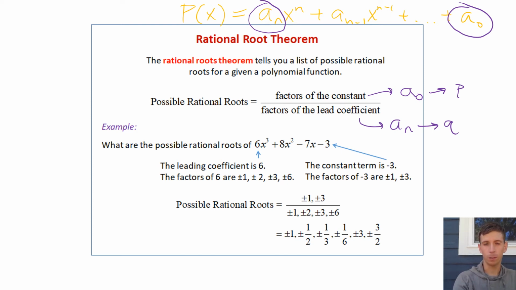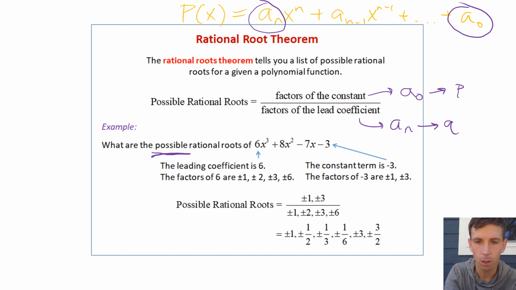And remember, what are the possible rational roots? So this is not guaranteeing that all of these are going to be roots. It just takes our list from an infinite number of possibilities to, as you can see here, like 10. So what we do is we get the leading coefficient, which is 6, all the factors of 6, so plus or minus 1, plus or minus 2, etc. Do the same thing with the constant term, plus or minus 1, and plus or minus 3. So then we take all those and just do p over q.